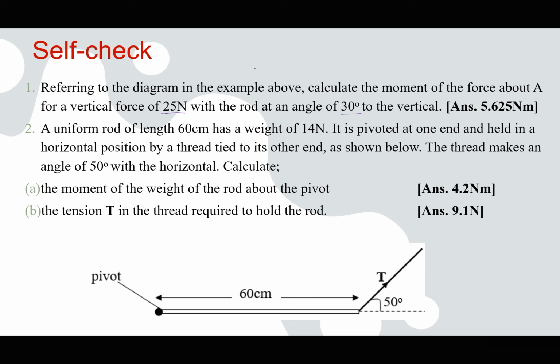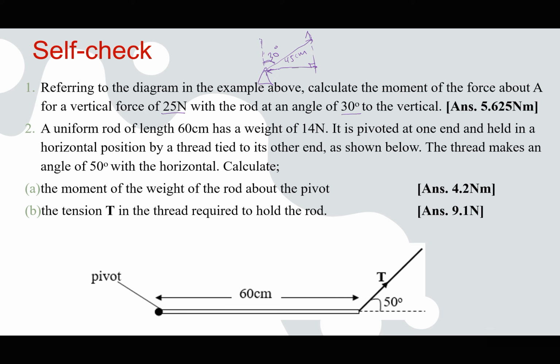So considering the previous example, we have the rod at an angle of 30 degrees to the vertical. So this angle has changed to 30. This angle is 30 degrees to the vertical. This length was 45 centimeters. So I just need the perpendicular distance from the pivot to the force.